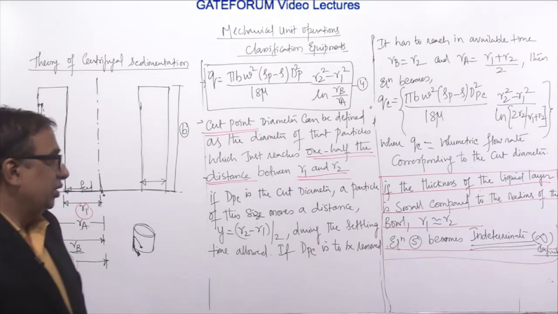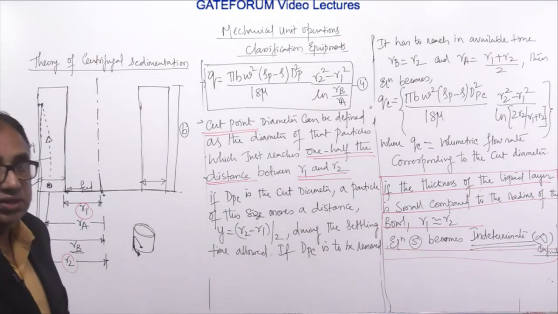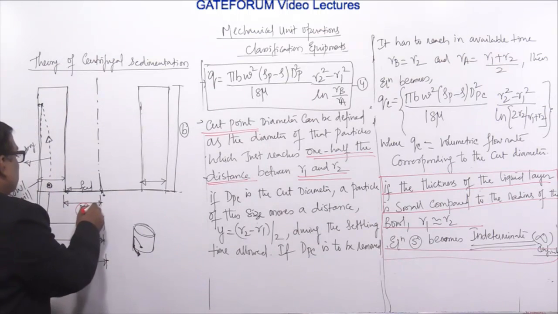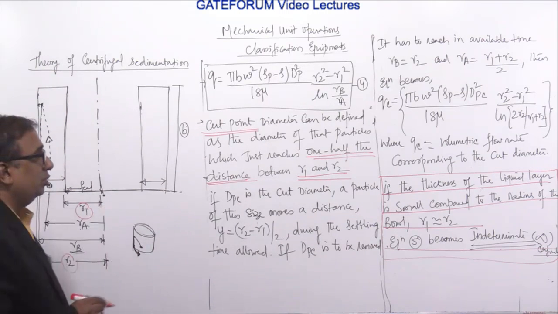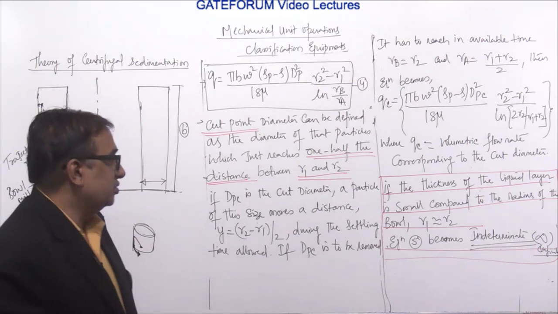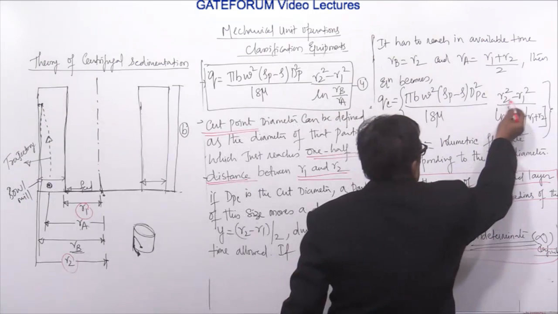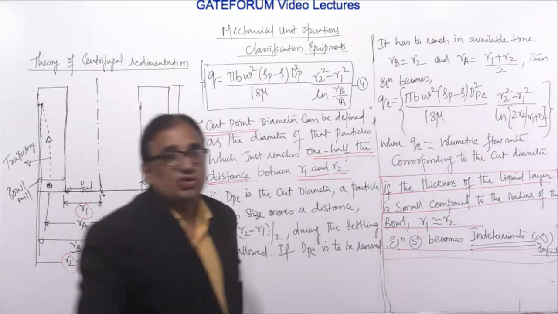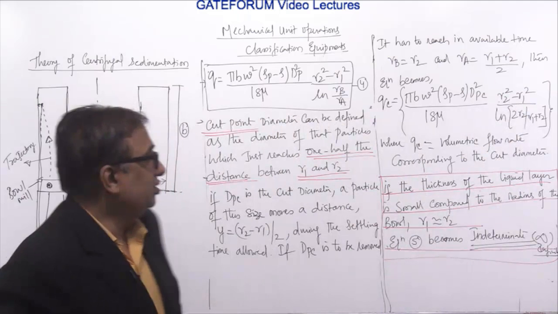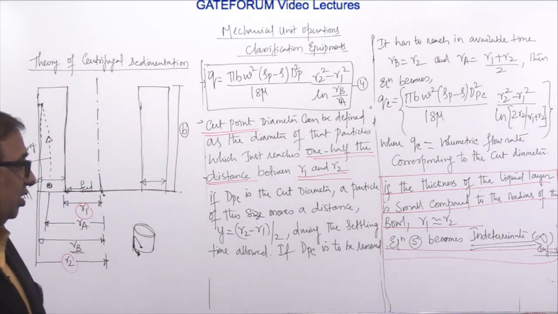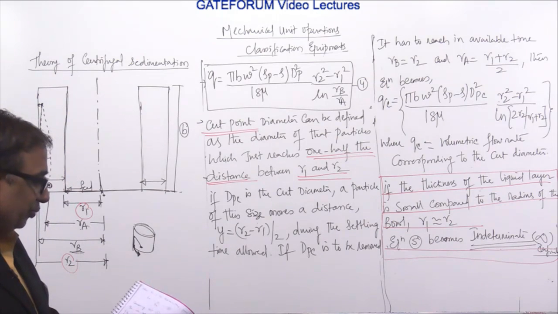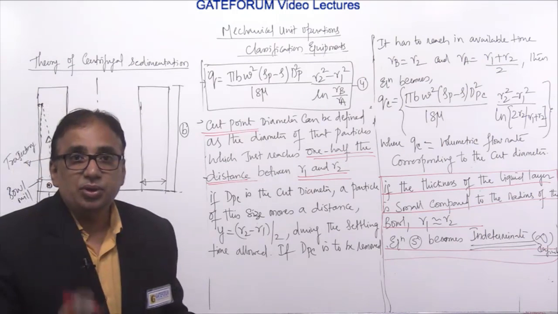If the thickness of the liquid layer is small compared to the radius of the bowl, there is no distance between R1 and R2, then Q becomes indeterminate, means this becomes 0. If this becomes 0, then this becomes infinity. When R1 is equal to R2, it becomes infinity. So, to get this particular equation, the thickness of the layer should be good.